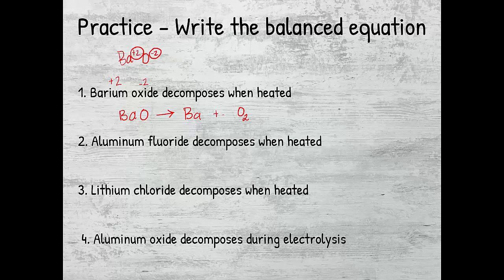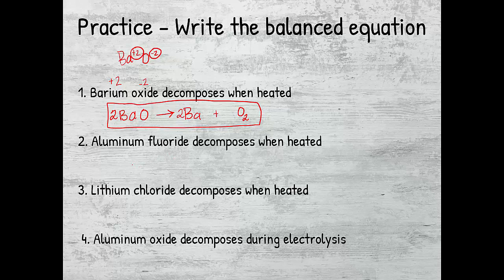And so balancing this equation, barium is fine to start. Oxygen ends with 2, and so it needs to begin with 2. So I put a 2 in front of the oxygen substance. And now I have 2 bariums, and that's easy to fix with a 2 in front of the barium element. All right, let's try another one.